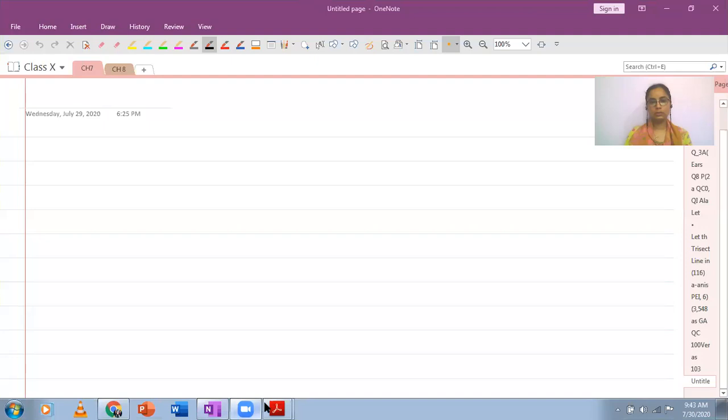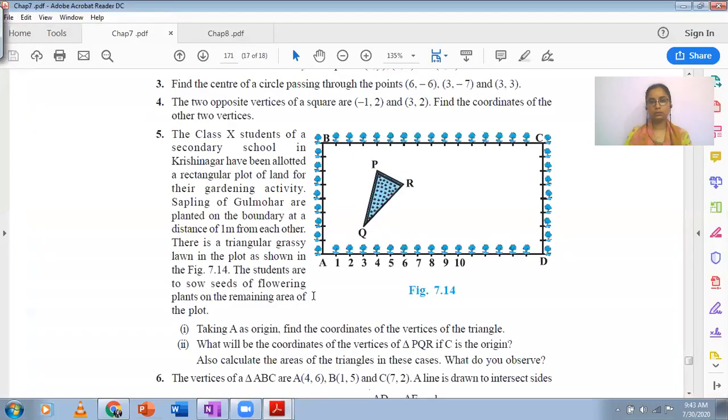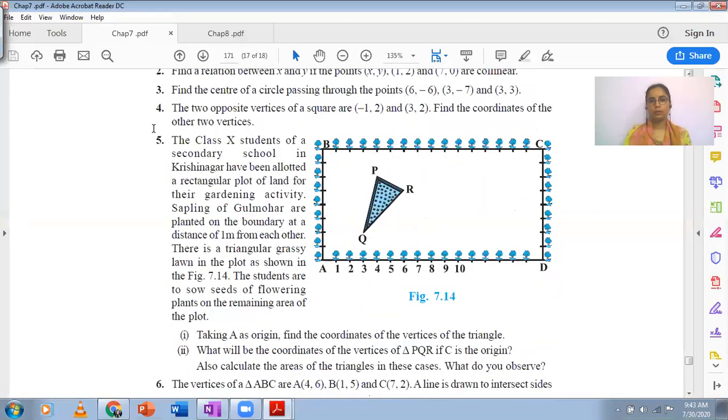So let's just continue with where we left. This is the question that we had started. This is from the optional exercise of Chapter 7, Question number 3.